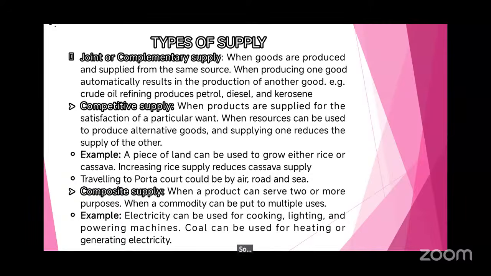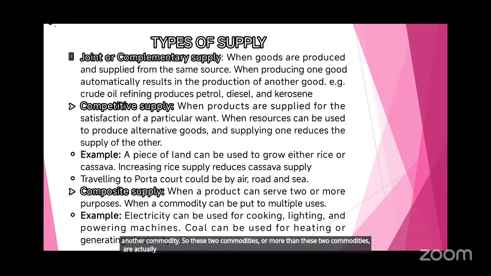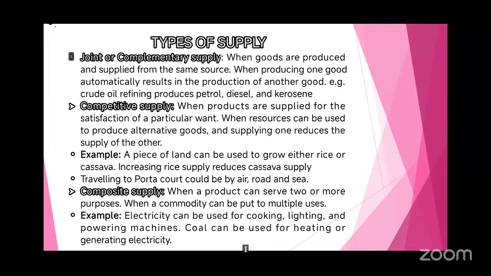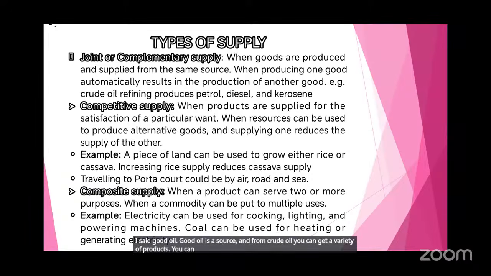When you're producing one commodity, it will result in the production of another commodity. So these two commodities, or more than two, are actually supplied from the same source. I've given you an example where I said crude oil. Crude oil is a source, and from crude oil you can get a variety of products. You can get petrol, diesel, and kerosene.